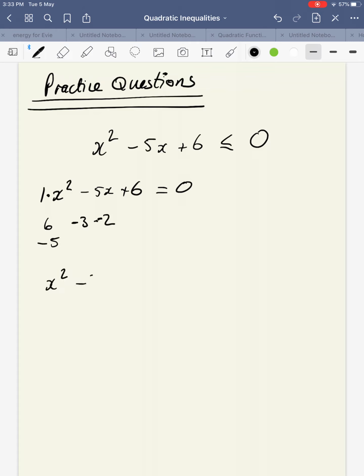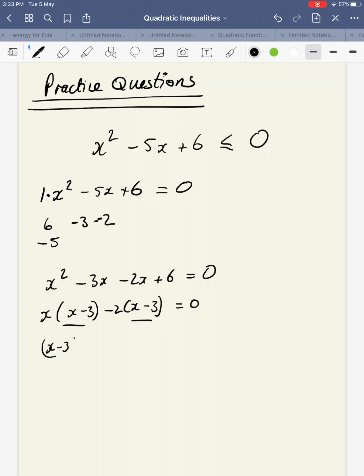So we do x squared minus 3x minus 2x plus 6. We split the middle term. Factor out an x here, x minus 3. Then factor out negative 2 here, x minus 3 equals 0. Now you can see the x minus 3 is common, so x minus 3 is a factor, and you've got the x minus 2 here equals 0, therefore you've got x equals 3 or x equals 2.